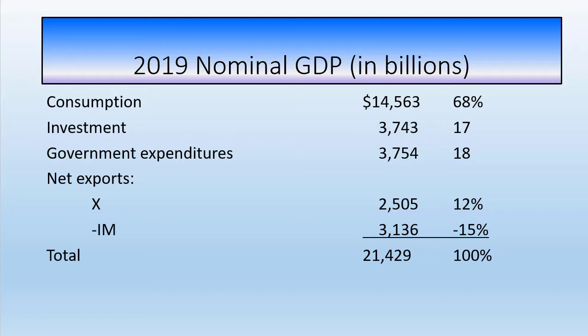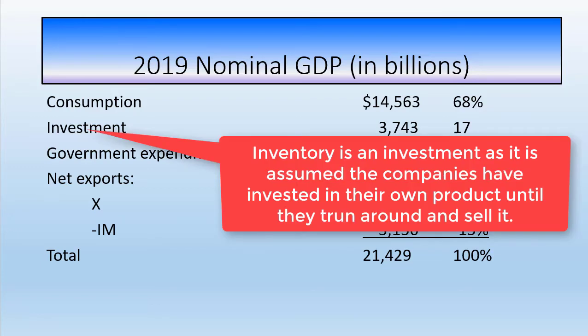But the lion's share of investment is the spending that businesses do on property, plant, and equipment, and research that they undertake, and that totals about 17%. Also, keep in mind that investment also includes adjustments for inventory. So when inventory builds up in the supply chain, that inventory is production.